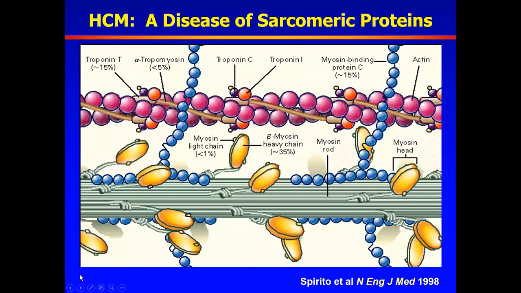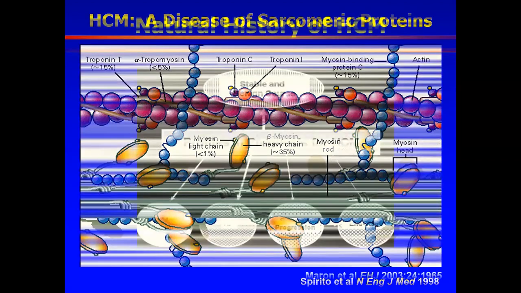Many mutations have been described in more than 11 genes. I just highlight some of them here. The most common ones that we see are the beta myosin heavy chain mutations and the myosin binding protein C mutations. We'll not dwell a lot on these mutations, but perhaps you will see some insights into why they may be significant later on in the presentation.